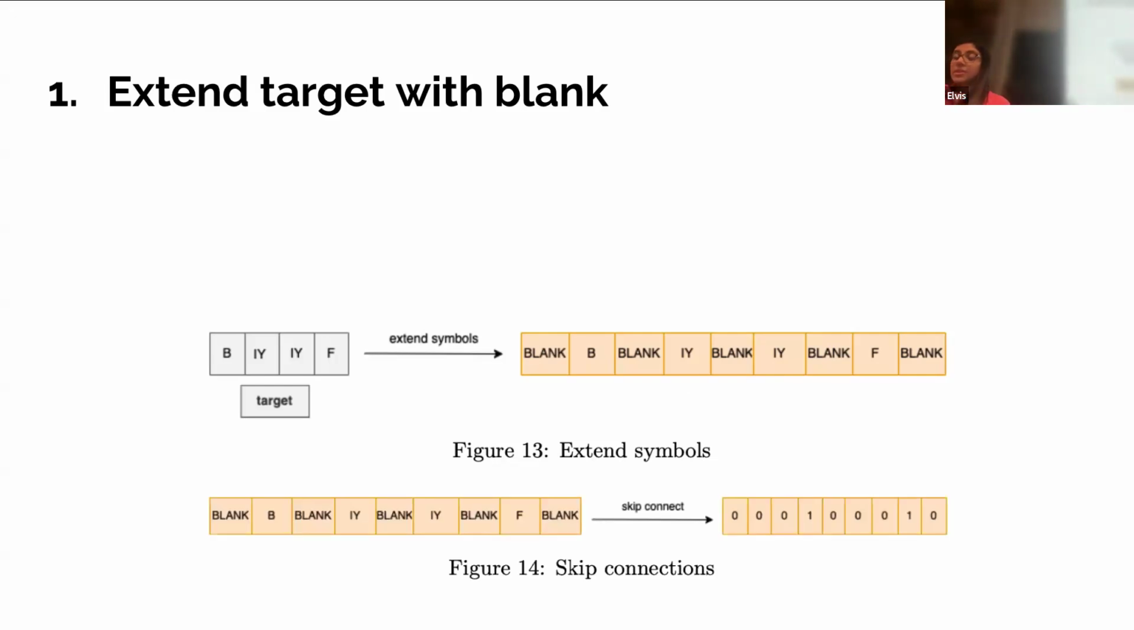CTC also allows skip connections, which means that the model can directly move on from one character to another if needed. In the figure, as you can see, the ones in this array indicate where the model is allowed to skip over a blank and go to the next character.